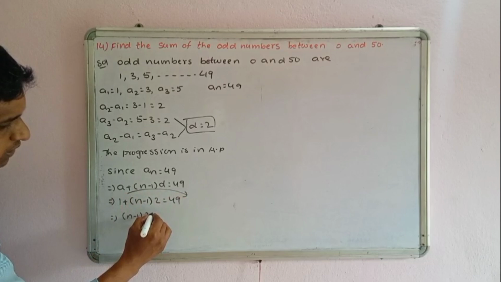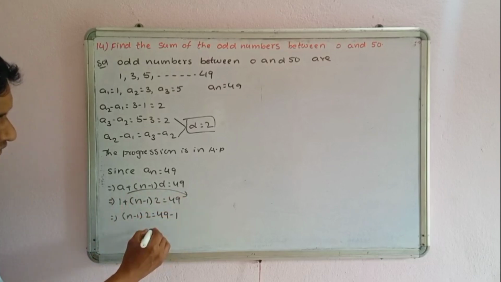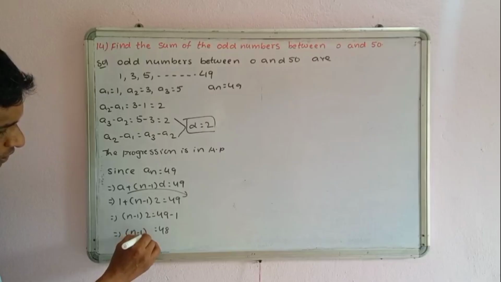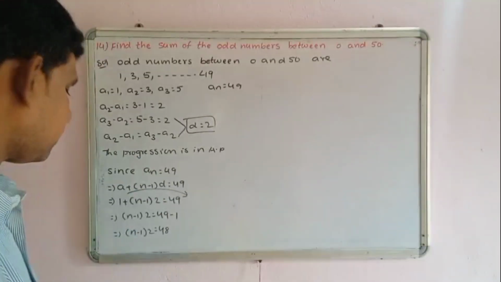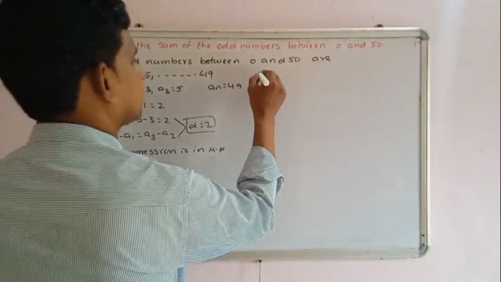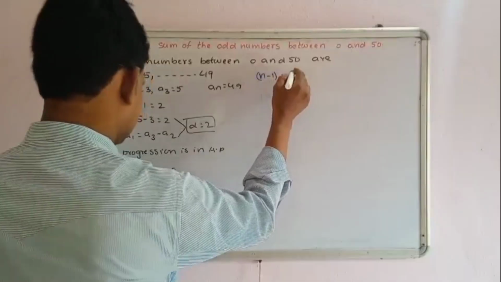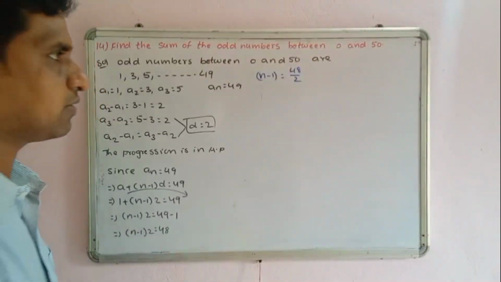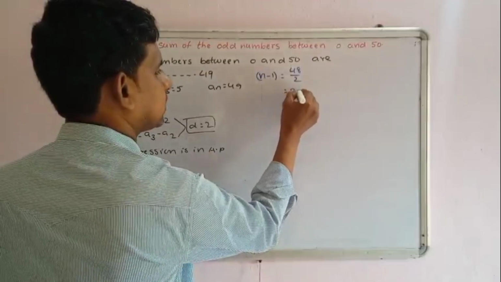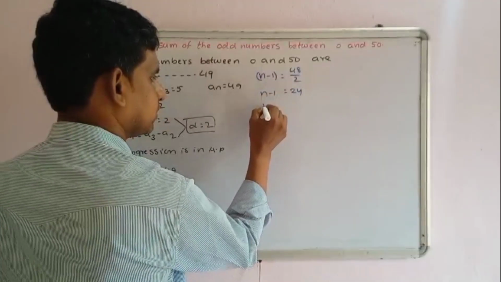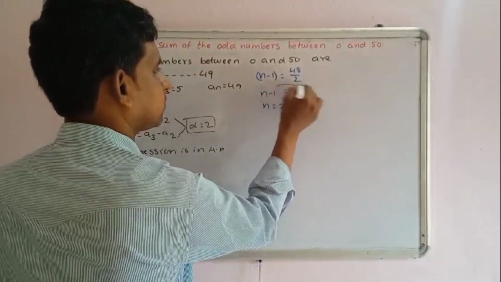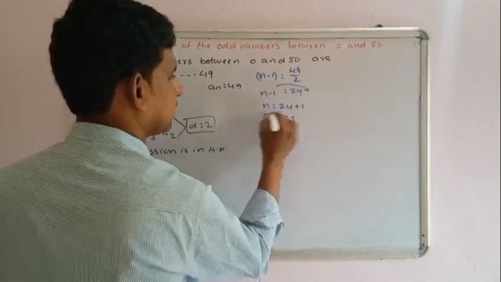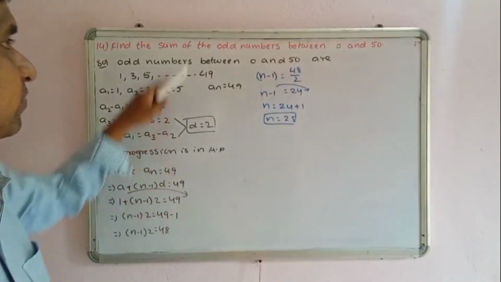1 transposes to the right side: 49 minus 1, that is 48. n minus 1 into 2 equals 48. So n minus 1 equals 48 over 2. So that is 24. So n equals 24 plus 1, that is 25. n equals 25. Now we will find the sum.